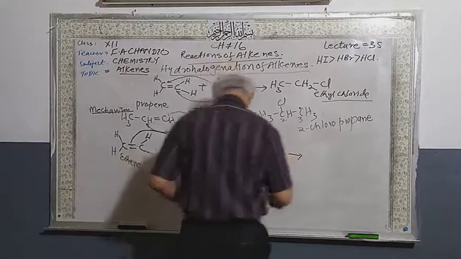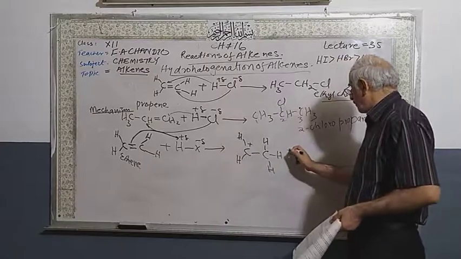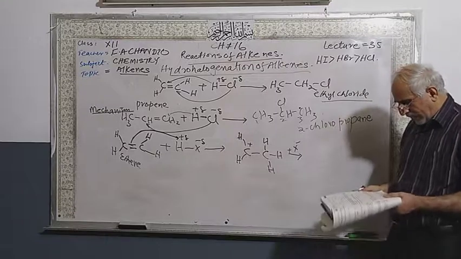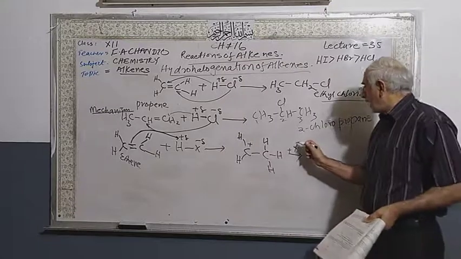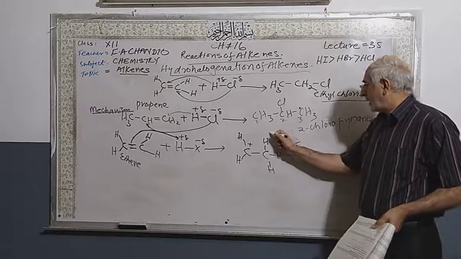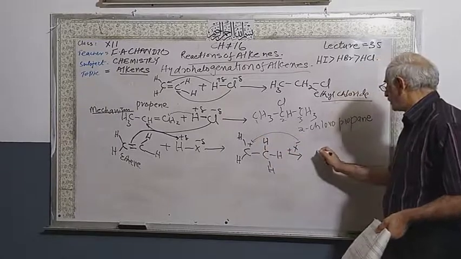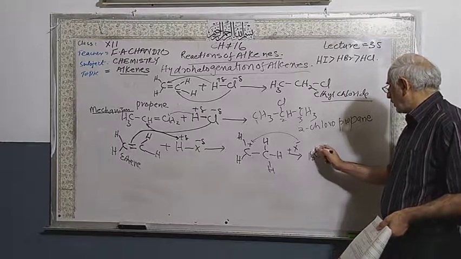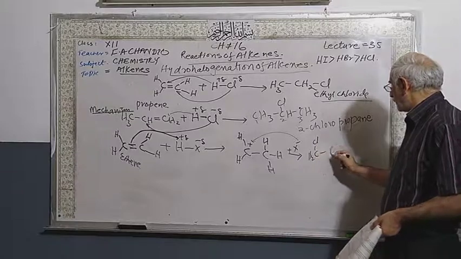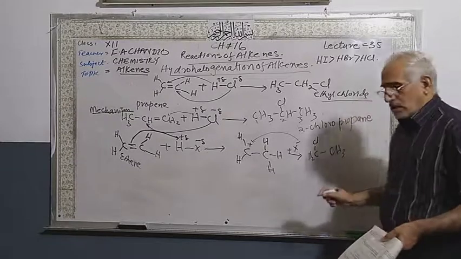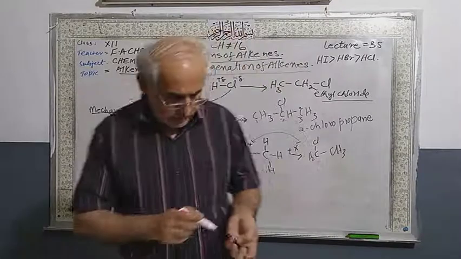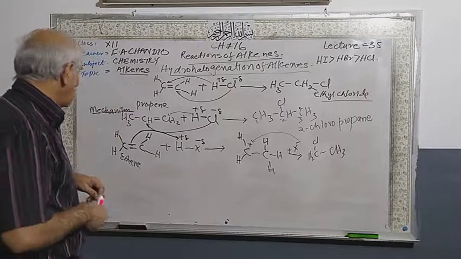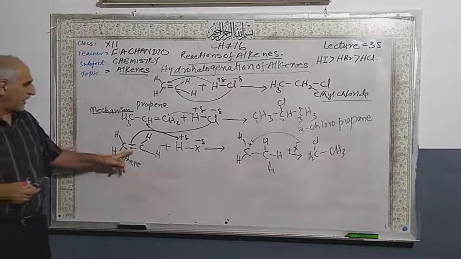Now in the second step, this halide ion, having a negative charge, is a nucleophile, and this carbon is the electrophile, so it is going to be attached. So this is CH2Cl and CH3. This is called ethyl chloride, chloroethane. This is ethene containing a double covalent bond.